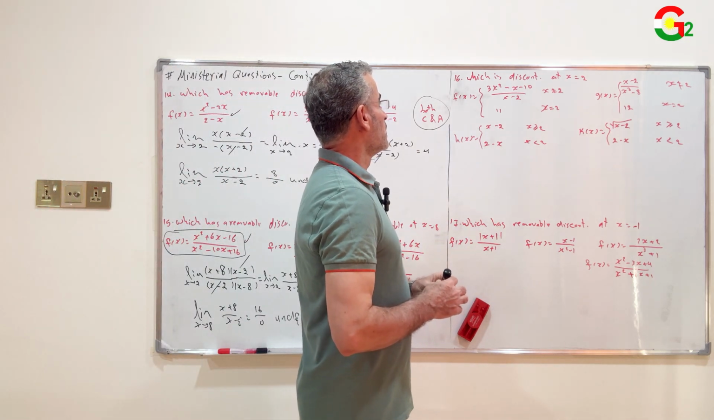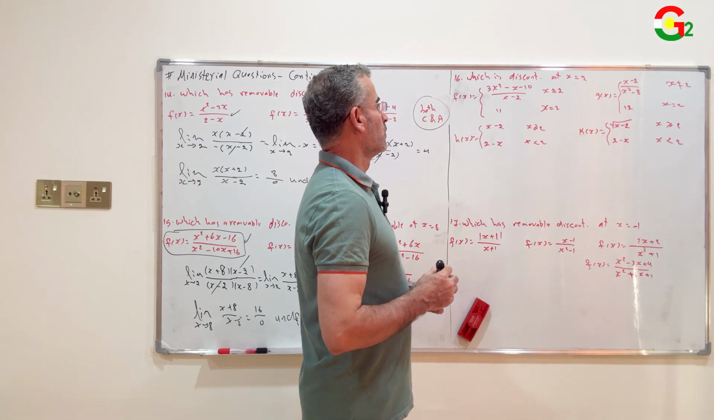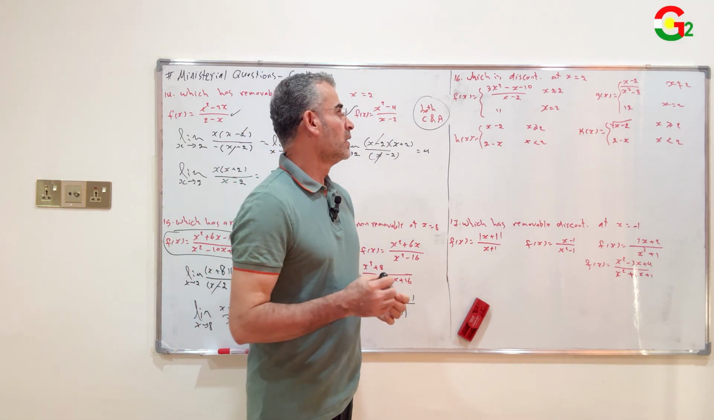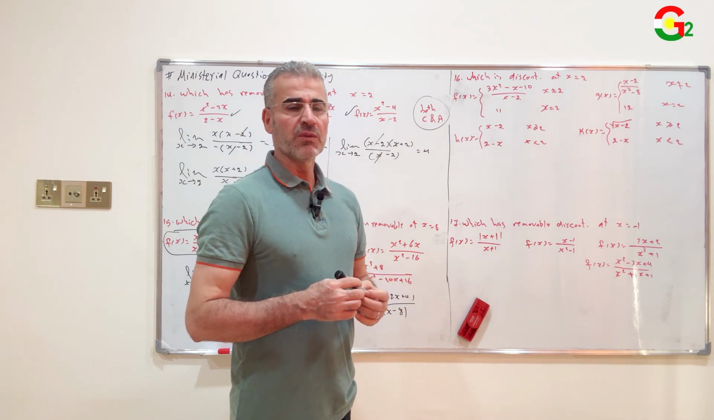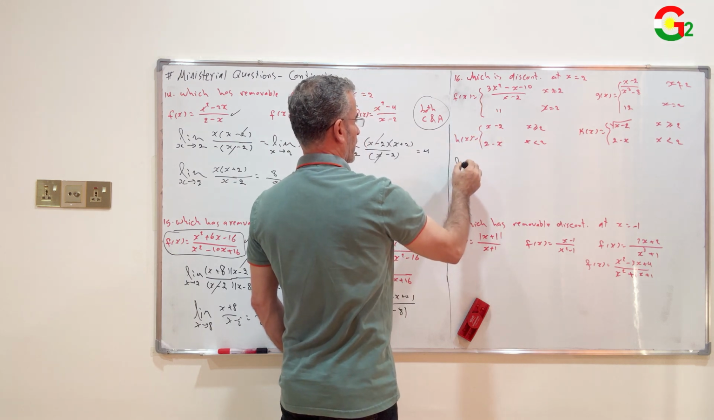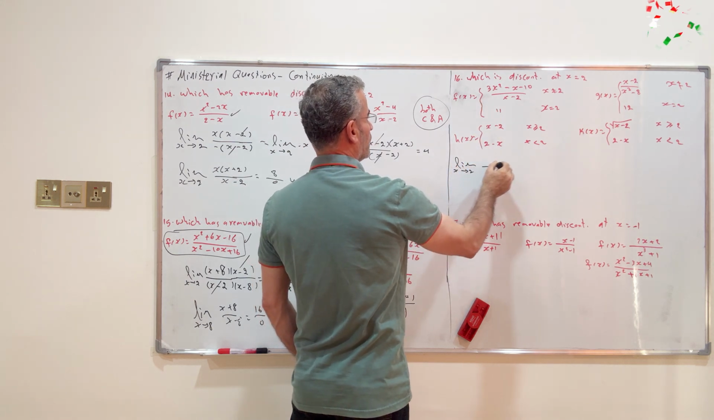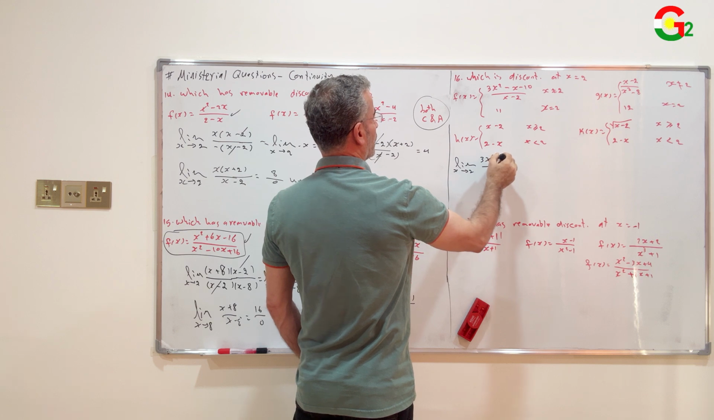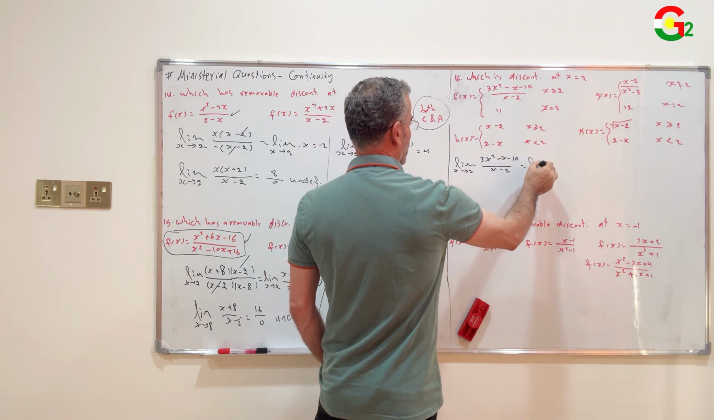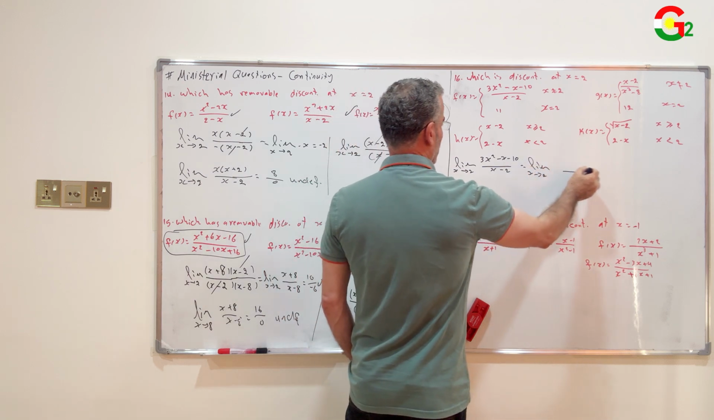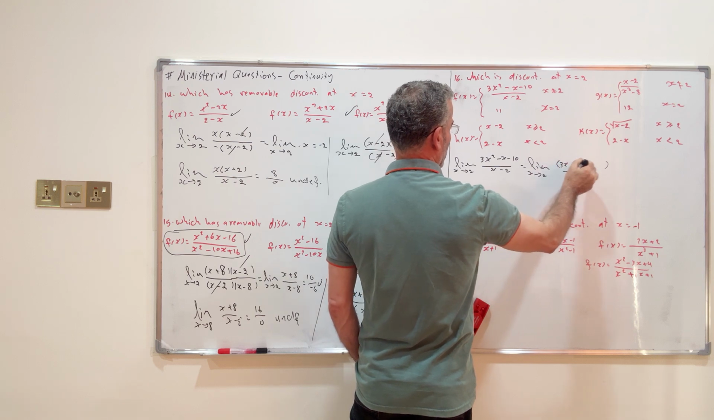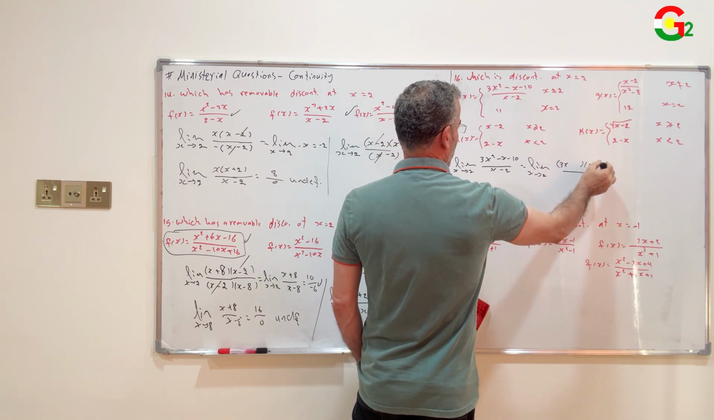Number 16, which is discontinuous at x equal 2. Discontinuous means the value of the function when x equal 2 is not equal to the limit of the function when x approaches 2. Let us check the first one. Limit when x approaches 2 for 3x squared minus x minus 10 over x minus 2 equals the limit as x approaches 2.